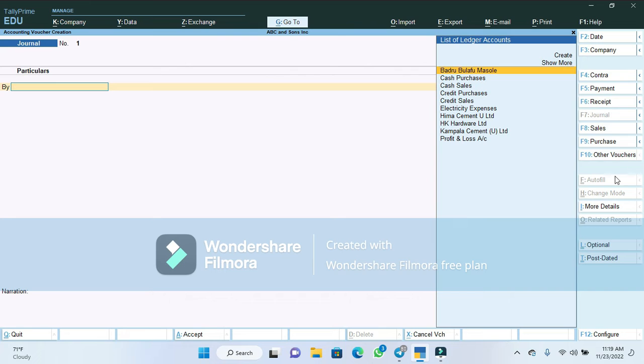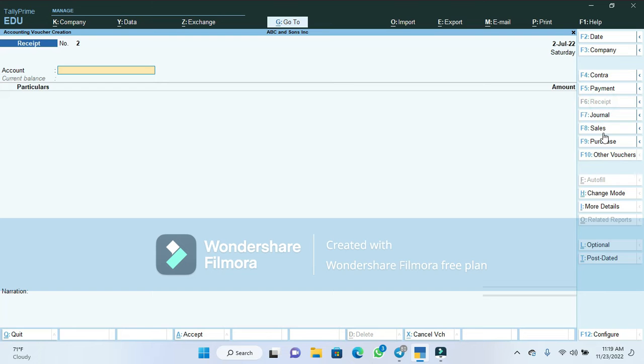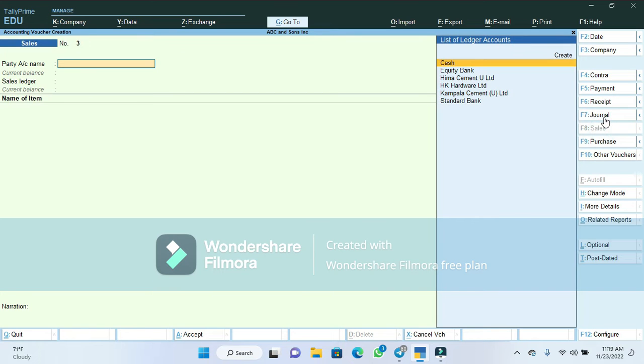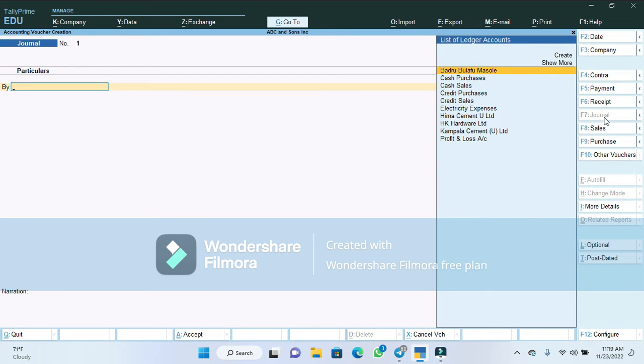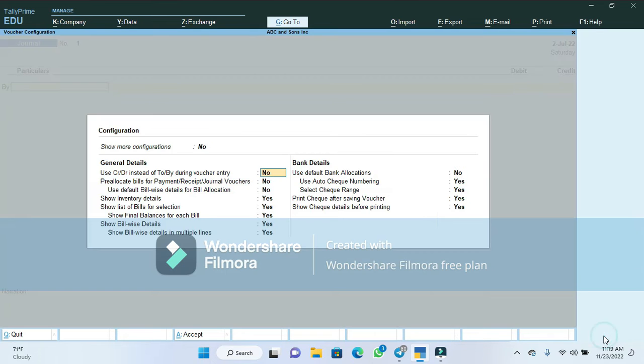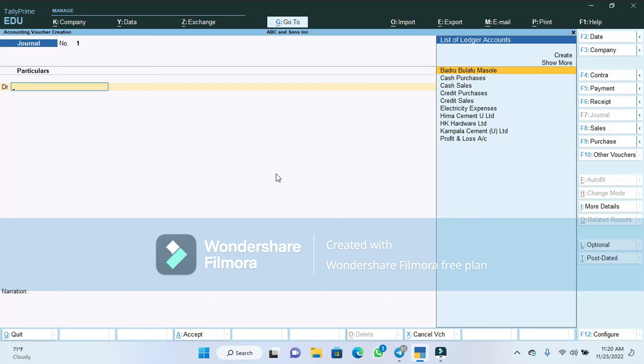Then we go to journal. Make sure you're not here in receipt or sales, but under journal, F7 journal. And under that, you notice that we're having buy this side. However, we want it to show debit. So we go to configure and we select this option of use credit or debit instead of to or by during voucher entry. And we type Y to accept, enter throughout. And you can see it has changed.